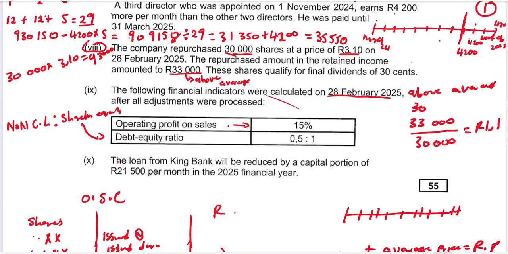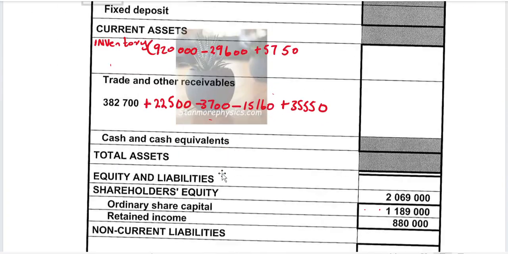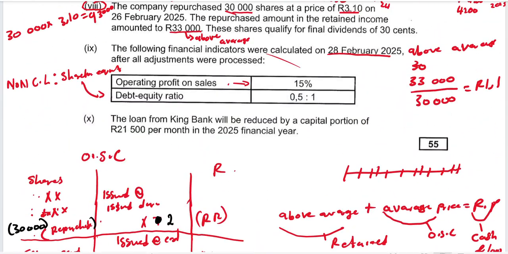So okay, let's calculate it. Our non-current liability, we don't know it, but we have our shareholders' equity. Let's go and take our shareholders' equity. They gave it to us here. Shareholders' equity is 2,069,000.